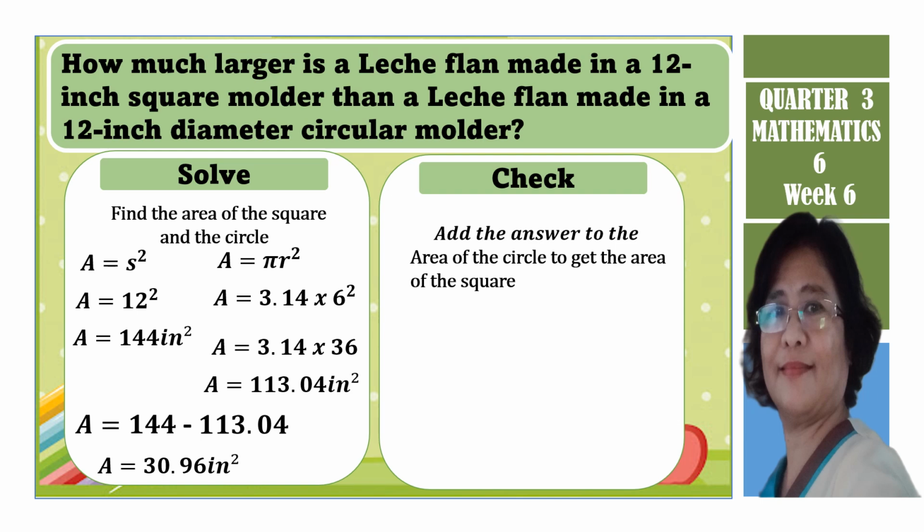Check: add the answer to the area of the circle to get the area of the square. To check this, the area of the square, which is 12 inches on the side, is equal to 144. So just get the area of the circle, which is 113, plus how much larger the square molder is, which is 30.96. The answer will be 144. Our answer is correct.